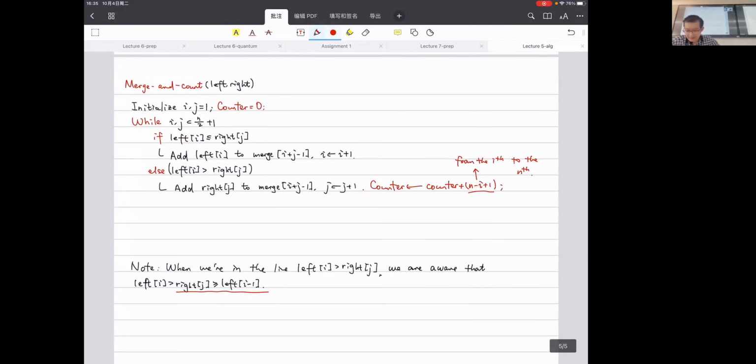So is this red line clear to you? Basically, how many we need to add to the counter here. So any questions?